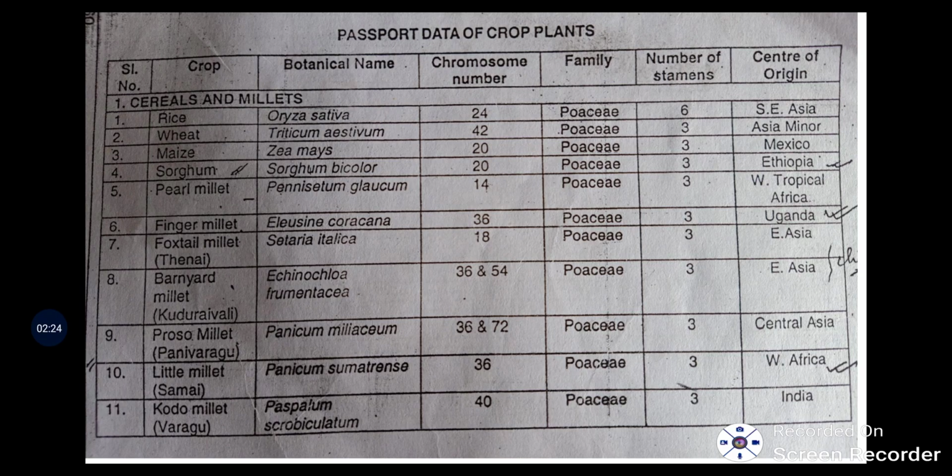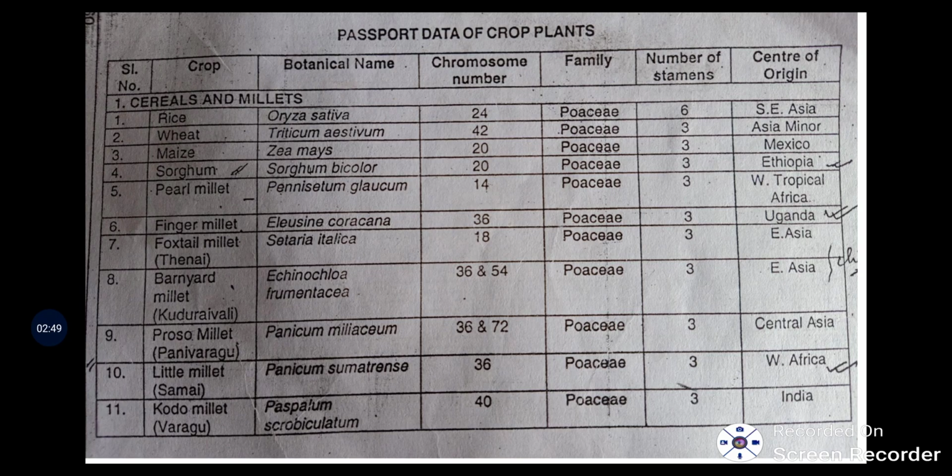The first and foremost important millet is sorghum. Next is pearl millet and the third one is finger millet. Finger millet is scientifically known as Eleusine coracana. The chromosome number is 36. The number of stamens is 3 and the origin is Africa. The country name is Uganda.